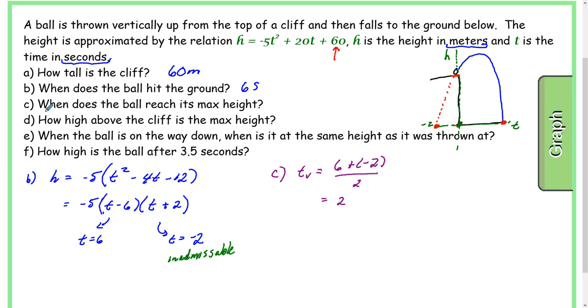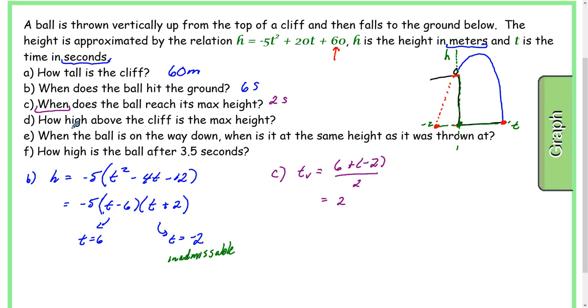Now, when does the ball reach its maximum height? Well, the statement of when is time. So the maximum height is going to be reached at the vertex, and I've already found that my time is 2 seconds at the vertex. So this is going to be 2 seconds.